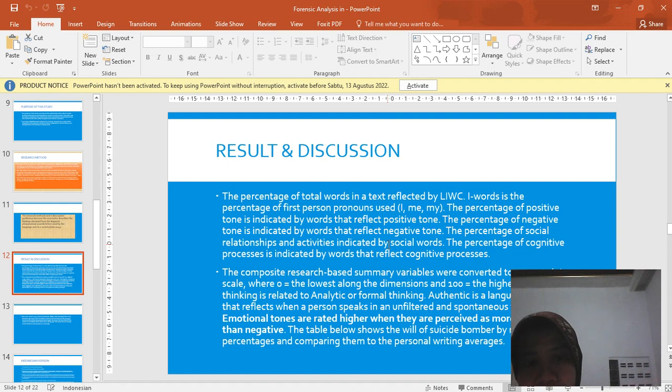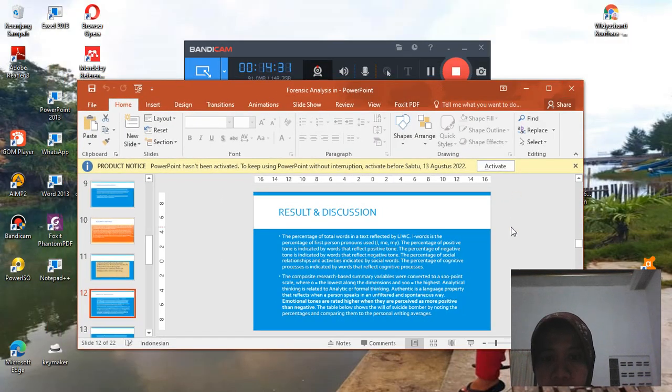And here is the scale where 0 is the lowest and the highest is 100. Analytic is a form of thinking. Authentic is a language property that reflects when a person speaks in an unfiltered and spontaneous way. Emotional tone is rated higher when it is perceived as more positive than negative.